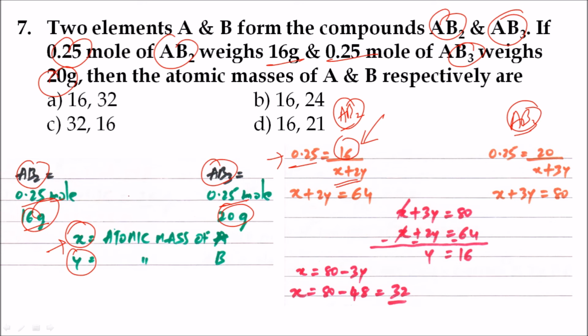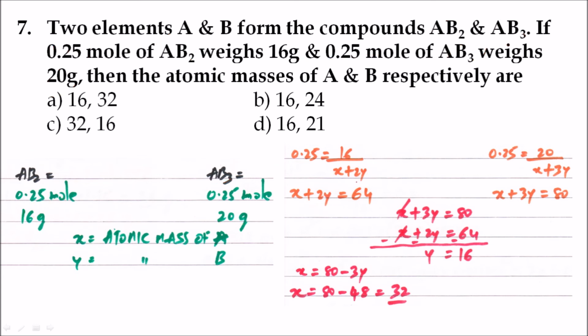The formula is AB2. So I take the atomic mass of A as x and B as y. So AB2 means x plus 2y is the molecular mass of AB2. So 16 by x plus 2y, and if you cross multiply you will get the expression x plus 2y is equal to 64. This is the first equation you got, right?